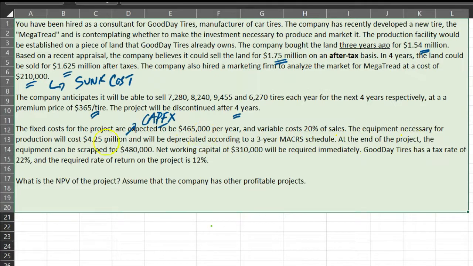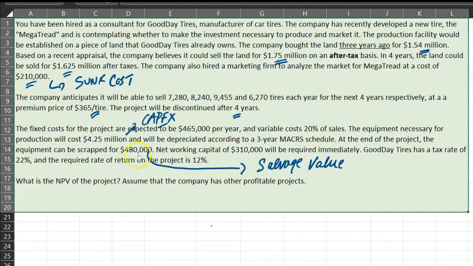And at the end of the project, the equipment will be or can be scrapped for $480,000. So this is what is typically referred to as the salvage value. Salvage value of the project. This is what we can sell the asset for. Please keep in mind that even though we can sell the asset for this much, it is not necessary that we will get this entire amount in our pocket.